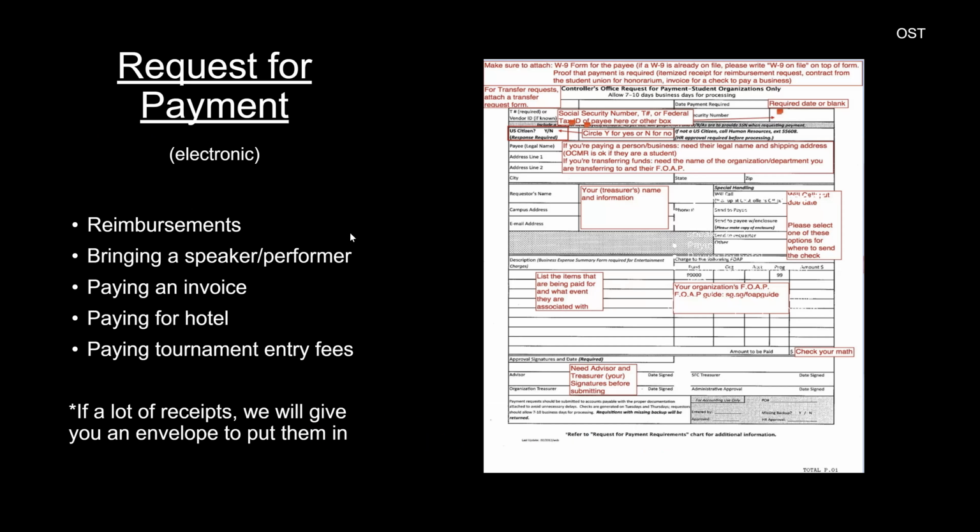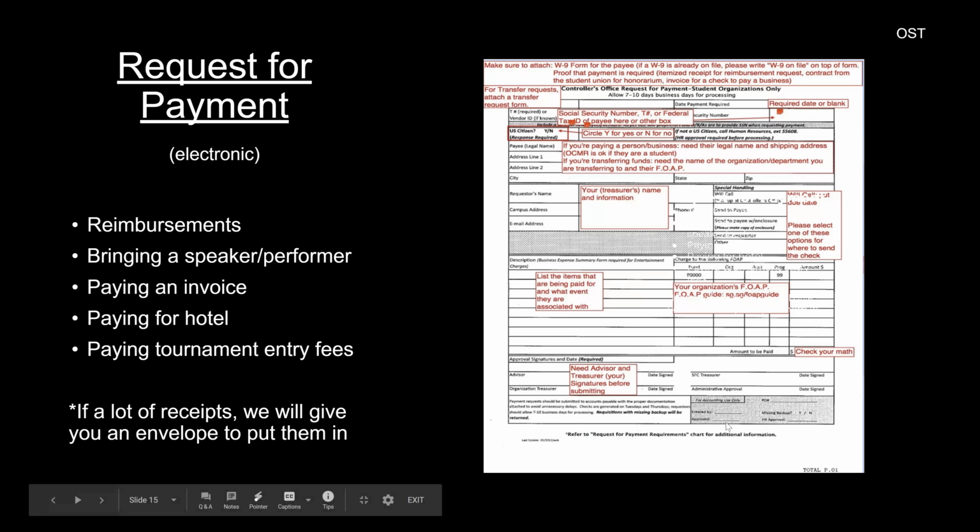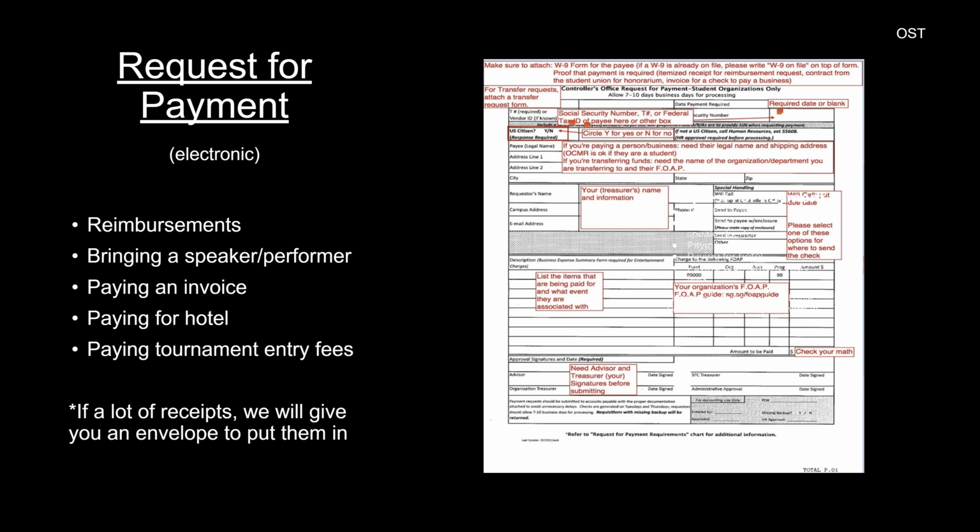There's an electronic copy on the SFC website. If you just go to oberlinsfc.com, go to OST and under forms, you'll find it right there. There's the copy that you see right here that tells you what to fill in and everything like that. But there's also a copy that's blank for you to be able to fill out for yourself.